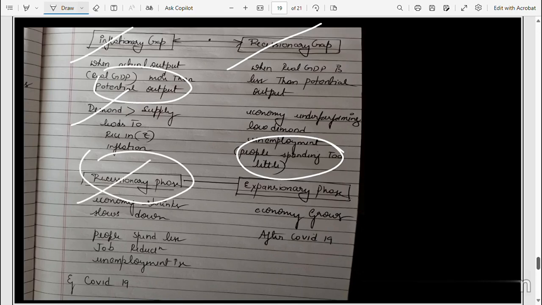Okay. Now what is the recessionary phase? This is nothing but the economy shrinks, slows down. Here people spend less. Imagine you're a shopkeeper. If people start spending very little, you earn less profit. Therefore, again unemployment increases. There is job reduction. You could see this during COVID-19. Whereas the expansionary phase is the reverse of it. Here there is economic growth. After COVID-19, you could see all the economies grew again, right?